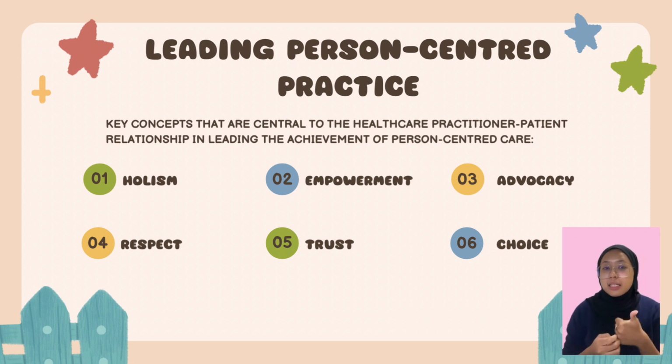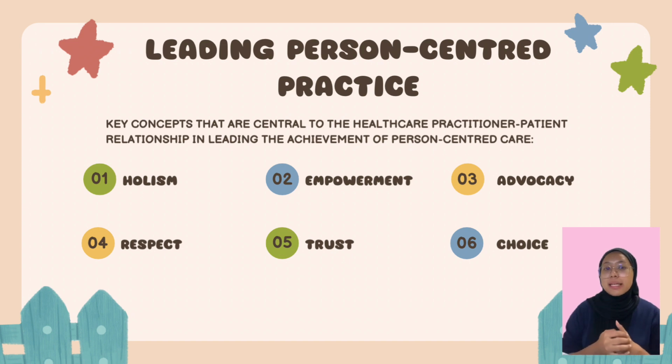HEARTC. H is for holism, E is empowerment, A is advocacy, R is respect, T is trust, and lastly, C is for choice. Now let's see what is holism. Holism concludes for the whole person, both physically and also psychologically. Within a holistic approach, physical, social, psychological, spiritual, and also cultural issues are recognized as having collective impact on the well-being of the individual.